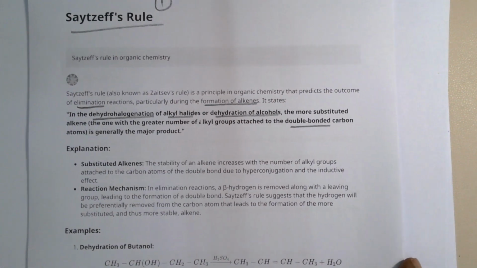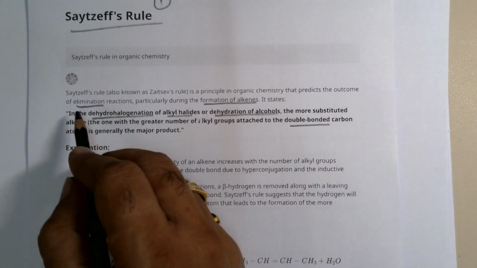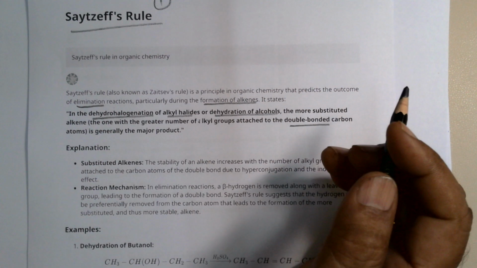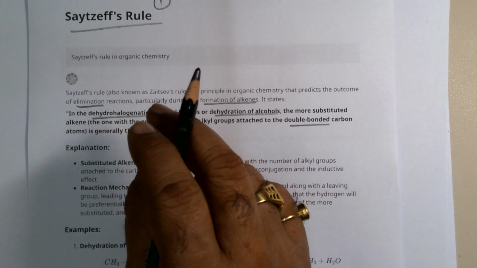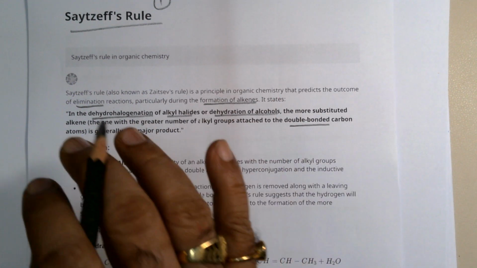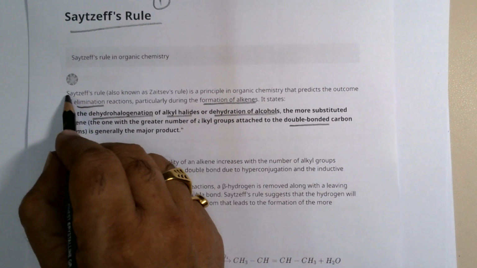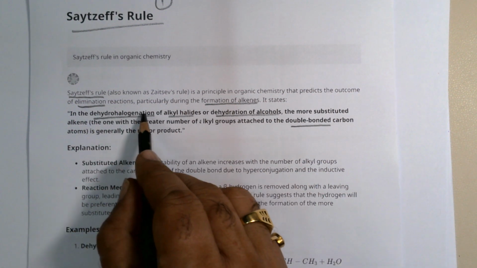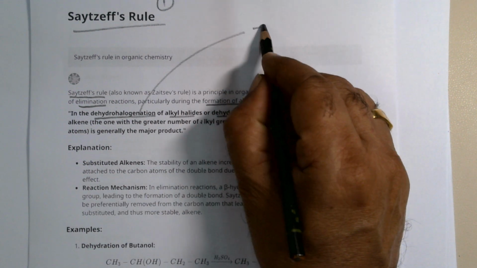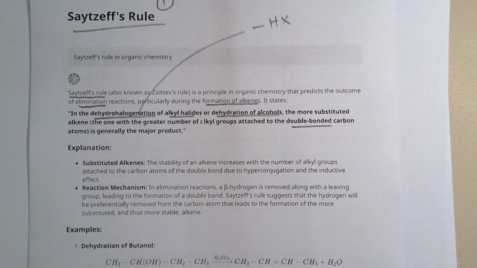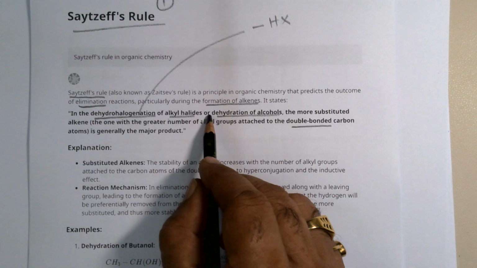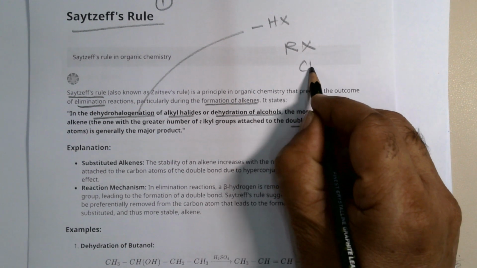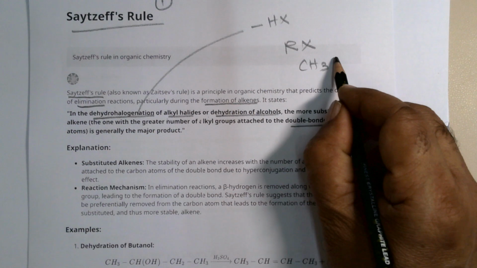Saytzeff's rule. This is nothing but an elimination reaction. Please take a note of this. Saytzeff's rule can also be called an elimination reaction. Elimination means that one atom is eliminated from the molecule. According to this rule, in the dehydrohalogenation, what do you mean by dehydrohalogenation? Removal of HX from alkyl halide. Alkyl halide means RX.